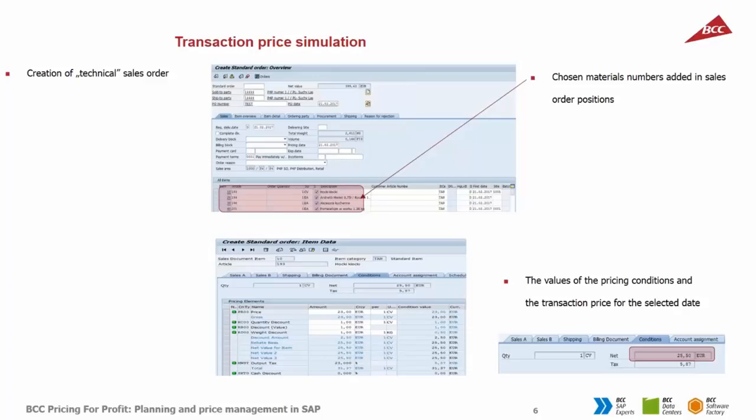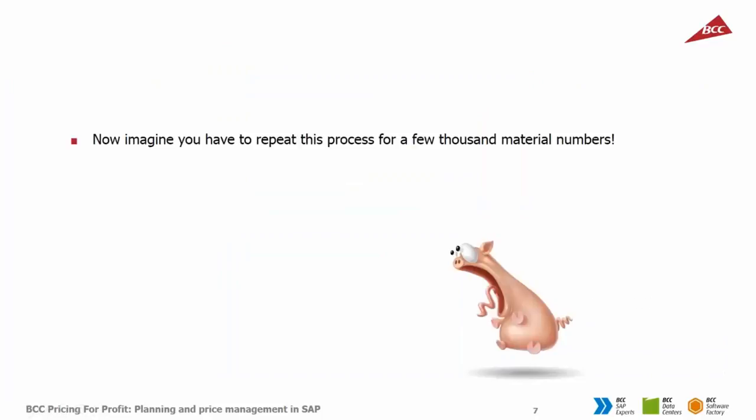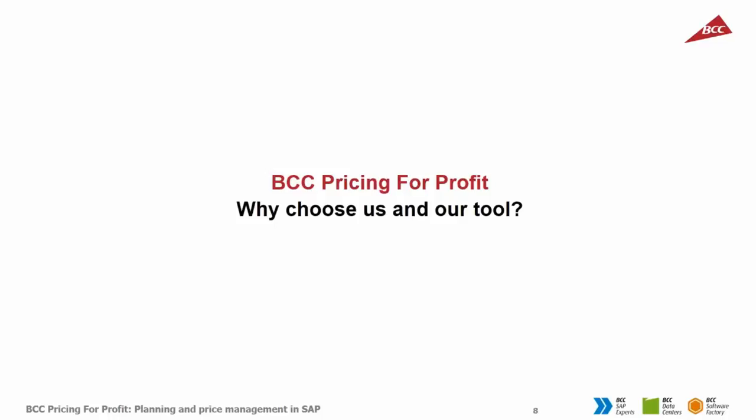We can neither preview other dates in the subscreen nor in the item details, even if we set a different price determination date, whether the transaction price and pricing conditions will change or not. We also don't have the possibility to directly export the file. Now imagine you have to repeat this process for a few thousand material numbers, which happens with our customers. So why would you want to choose us and our tool, Pricing for Profit?